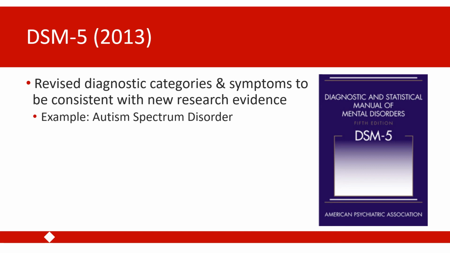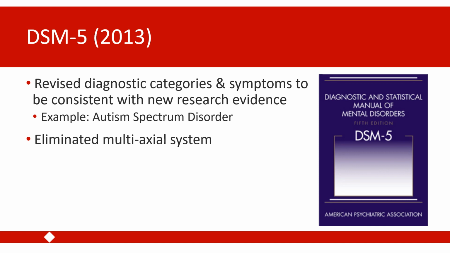So based on this new research evidence in the DSM-V, these have now been combined into an overarching category of autism spectrum disorder that has some additional specifiers that can be used to characterize things like whether there's the presence of a language impairment or delayed language development. So in the DSM-V, we have changes to this diagnostic system that are based on new research.